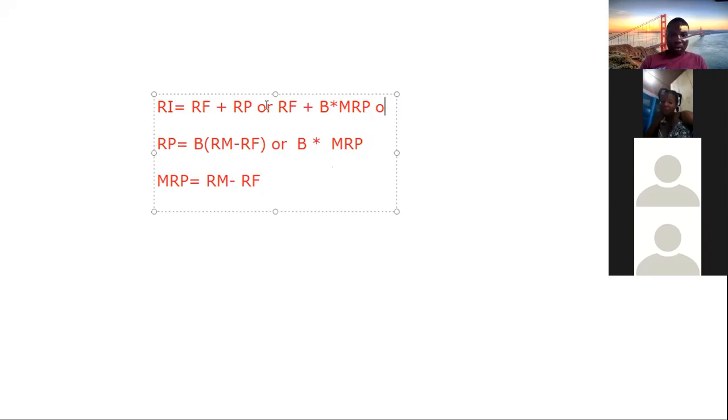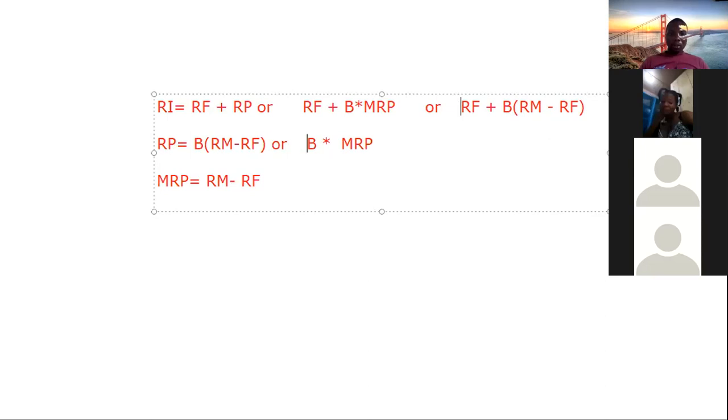Or I can say that my RF plus the beta bracket open RM minus RF. I get you the scenario? So I can rewrite this formula in this form or in this form. So this same formula, I can rewrite. Have you gotten it? So I can rewrite it in this form.